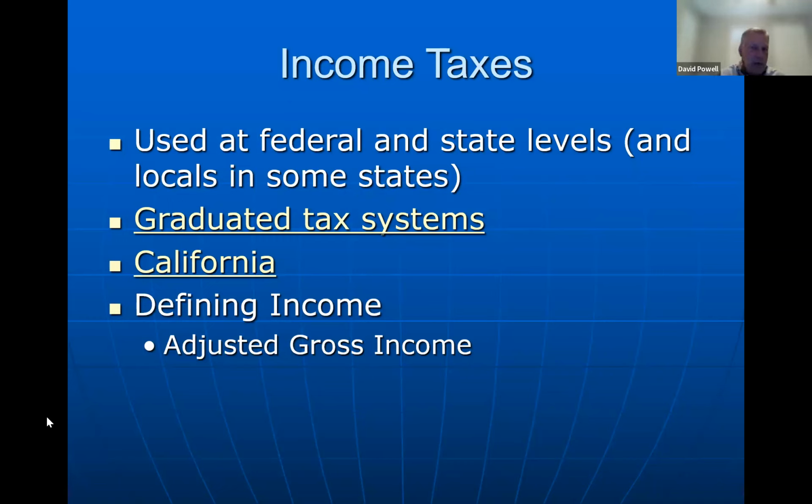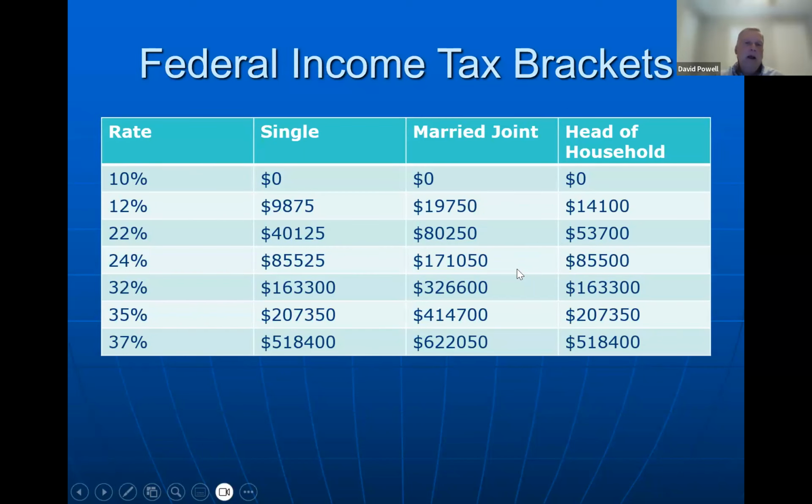We use those graduated marginal tax brackets not only at the federal level, but we also use them here in the state of California. And in fact, here are some examples. They're about a year or so old, but here's an example of graduated marginal income tax brackets at the federal level. You'll see your rates on the left, then you'll see your filing status: single, married filing jointly, head of household. I didn't include married filing separately, but those are different filing statuses. And then you'll see, for up to the amount of $9,875 for a single taxpayer, they will pay a 10% tax rate.